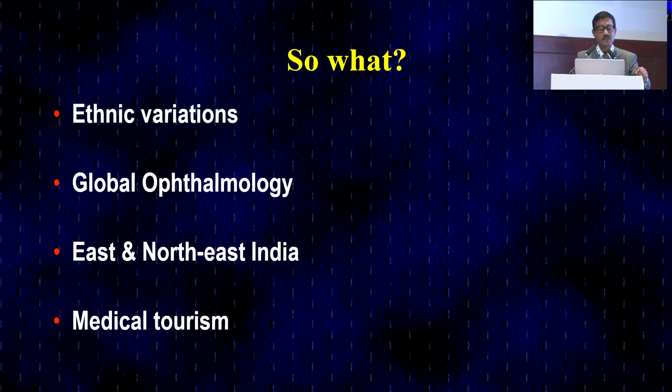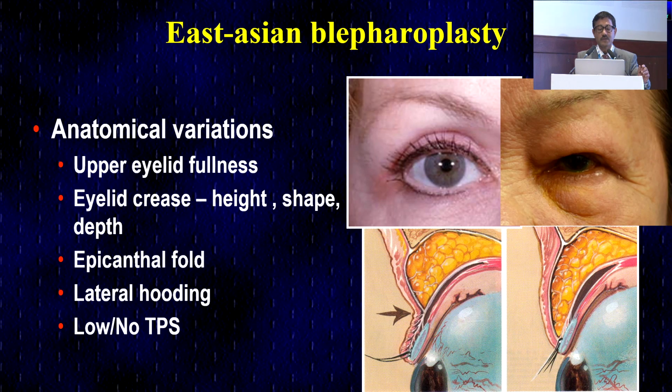Global migration is happening. In the east and northeast of India, we now know East Asian anatomy and pathology are coming in. I'll touch a little bit on it. And with medical tourism, people are traveling to centers of excellence. So nothing prevents a patient from one corner of the world going to other corners of the world. We have patients coming all the way from Russia for retinoblastoma management and stuff like that. So it's very important that all of us are aware of the various variations.